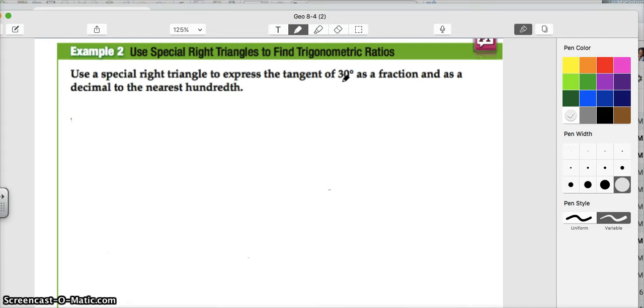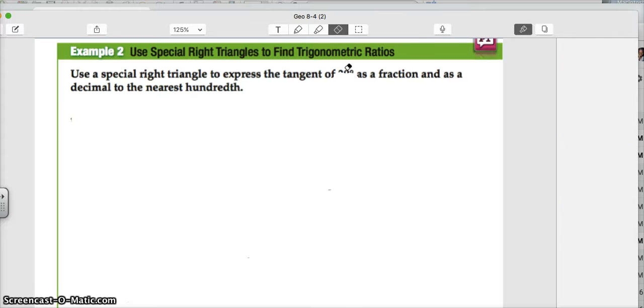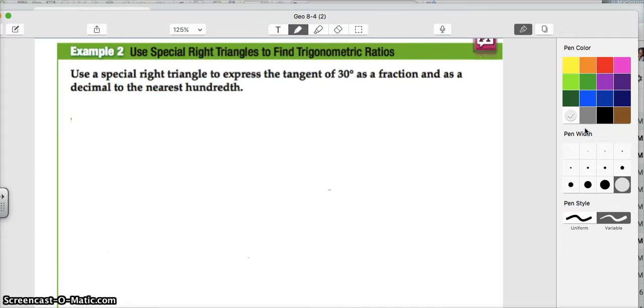So the special right triangle, if we're talking about a 30-degree special right triangle, we should be talking about a 30, 60, 90 right triangle, right? So I'm going to draw one of those bad boys as best I can. And there we go, and I'll label this side 30 degrees and this side 60. And so what I'll do is I'll say, well, let's put down what we know.